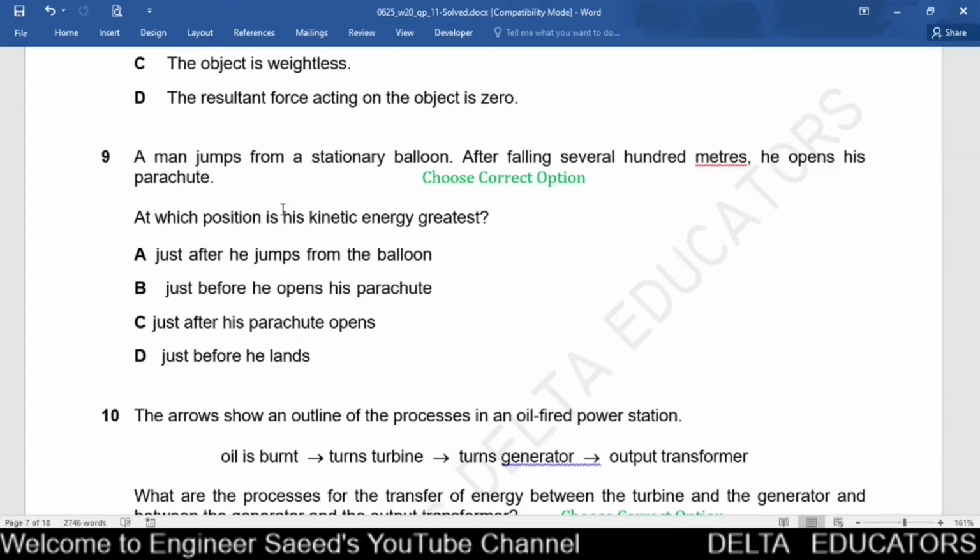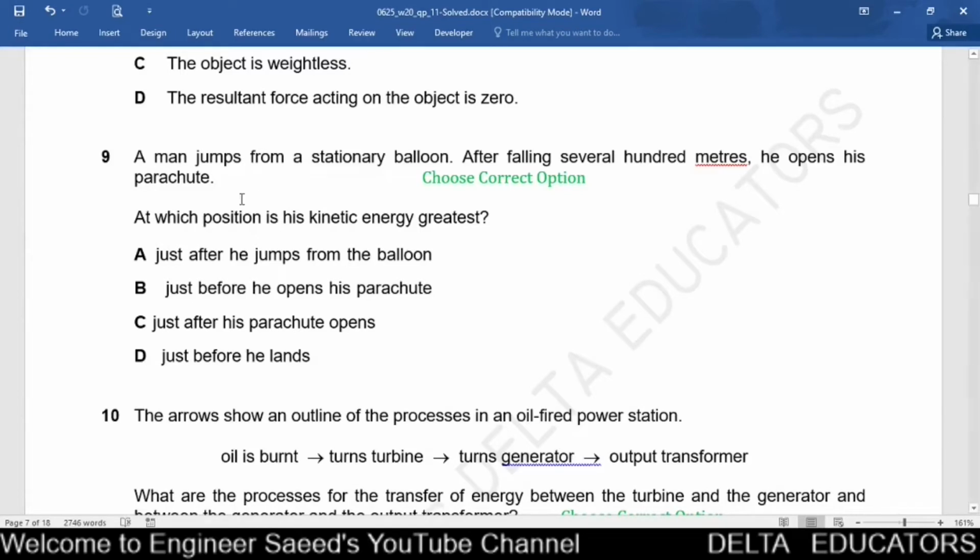Now when the parachute opens, the downward force and the upward force become equal. And when they become equal, the resultant force is zero. And when the resultant force is zero, acceleration is zero and velocity becomes constant. So his kinetic energy will not increase anymore. So his maximum kinetic energy will be at the point just before he opens the parachute.